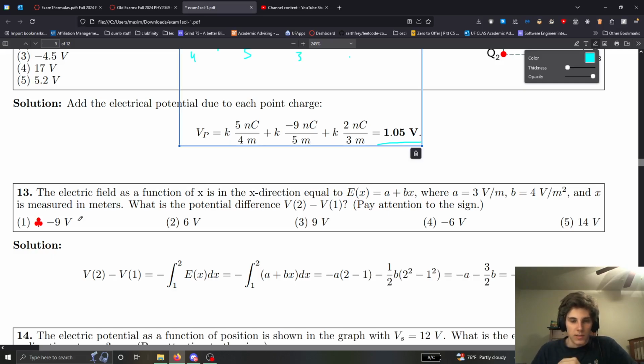Electric field is that, whatever that is. Oh my god, it's getting late.